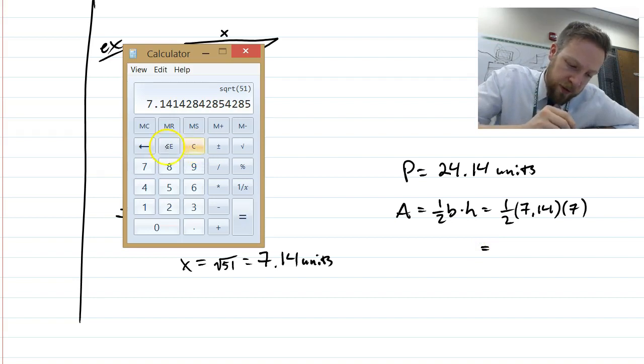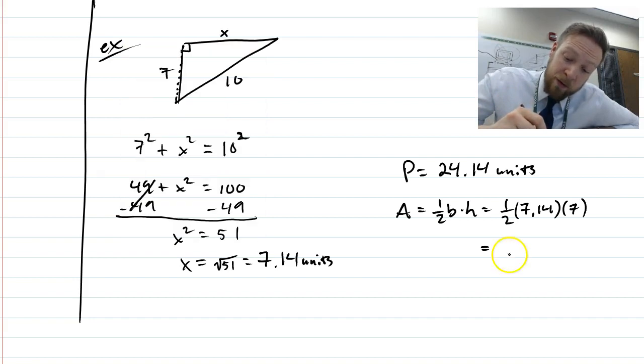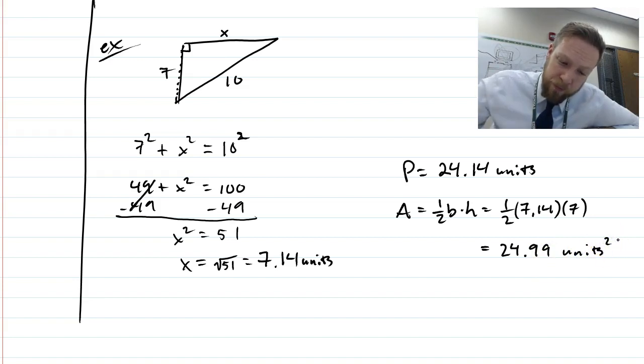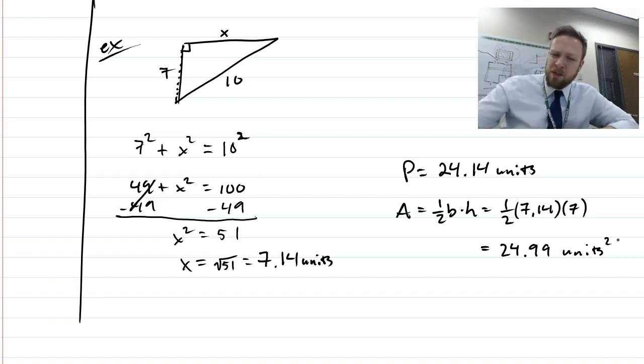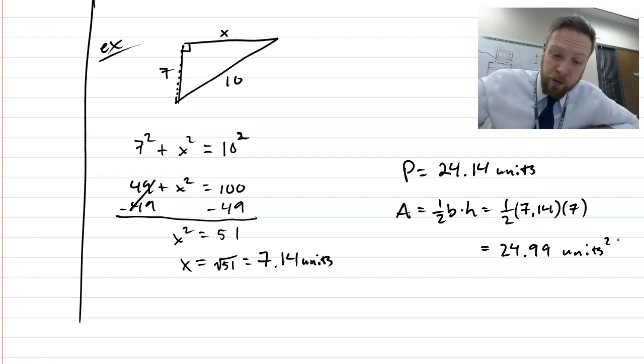Alright, let's get out our calculator, clear it. We would do 0.5, which is 1/2, times 7.14, times 7, and I'm getting an area of 24.99 units squared. So I've been picking weird triangles because it always seems to turn out that the perimeter is close or exactly equal to the area. But when you do this, you're going to see that that's very different.